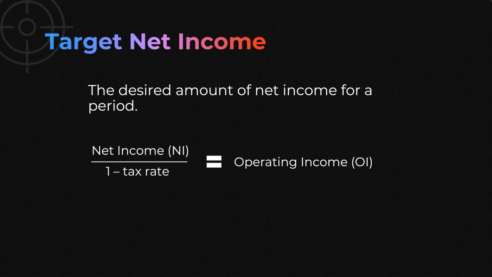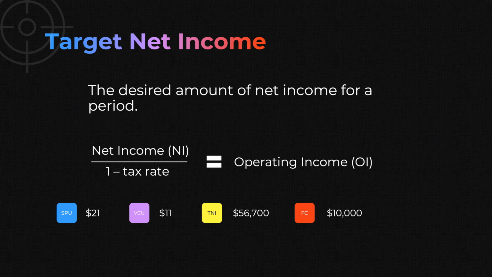Let's demonstrate. Selling price per unit will equal $21. Variable cost per unit will equal $11. The target net income will equal $56,700. The fixed costs will equal $10,000, and the tax rate will equal 40%. If you want, you can pause the video and try it yourself, and then come back to the video later on.